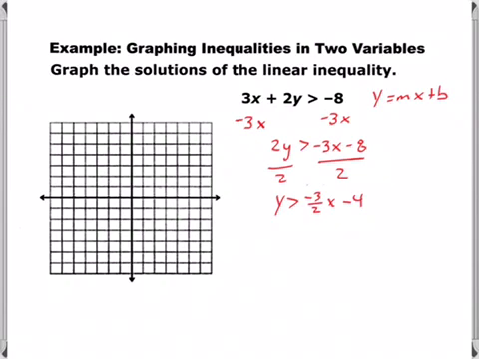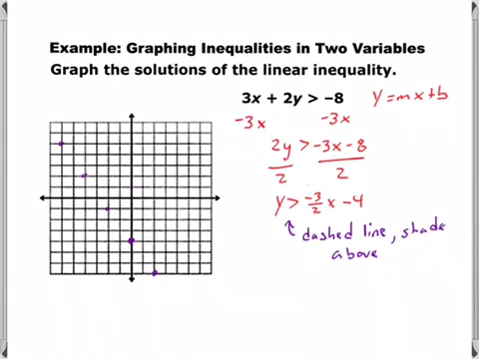Looking at this particular inequality, we should notice that this symbol tells us we're going to have a dashed line and that we're going to shade above. So let's go ahead and graph this. Put your first point at negative 4, which is your y-intercept, and apply your slope. Down 3, right 2. Now go backwards to get the rest of your points.